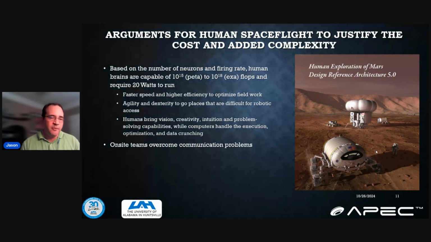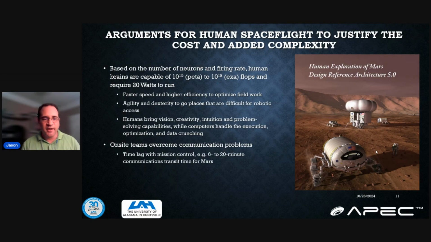Another reason to send people is because the on-site teams overcome the communication lags, because Mars, which is our nearest neighbor, the communication time lag is between 6 and 20 minutes. And so every time you want to interact back and forth, it takes quite a while to send and receive those communications.